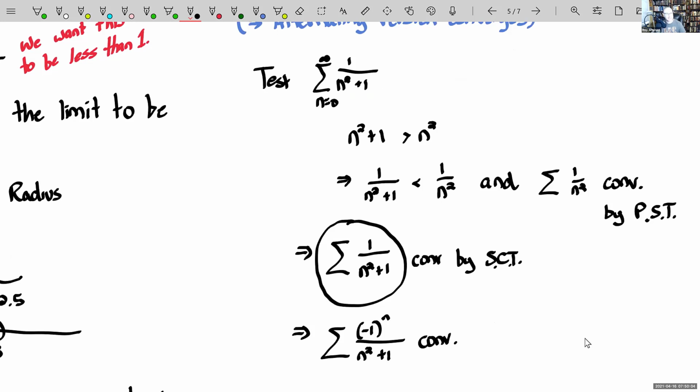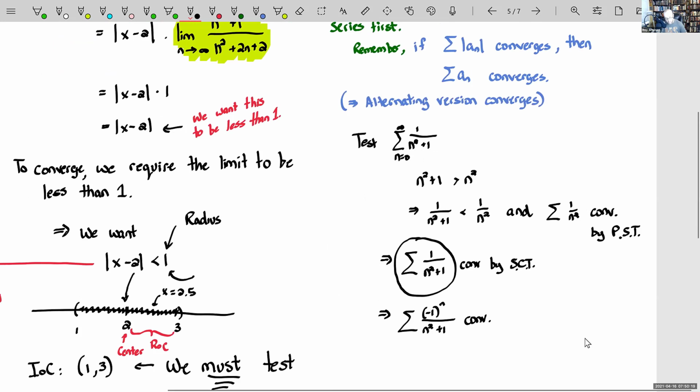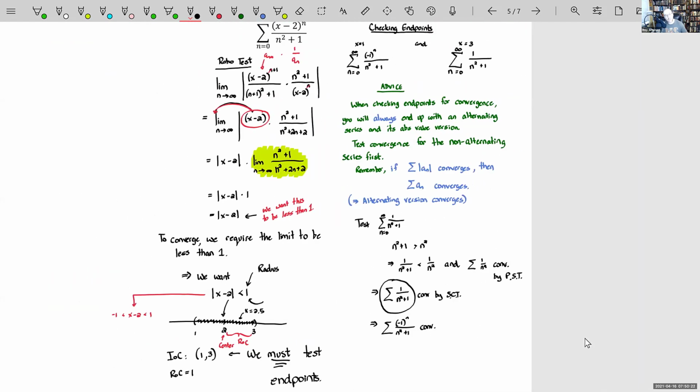And there's no real test name for that. It's just that if a series converges absolutely, then the series converges. And so since the absolute values of this series' terms converge, then that series itself will converge. The alternating series will converge. So therefore, we have convergence at the endpoints.